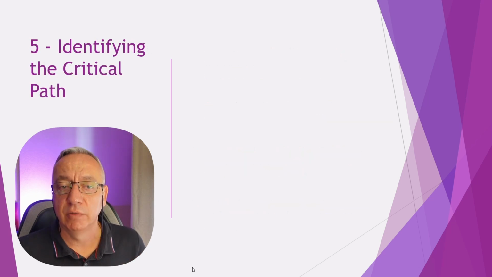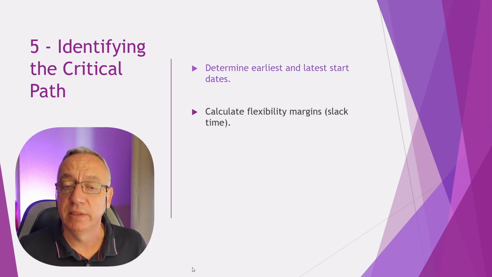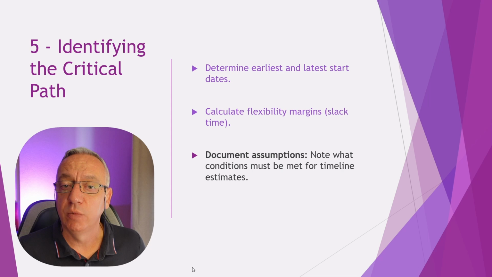Then it's going to be time to identify the critical path. You will need to determine the earliest and latest start date of each of the tasks and activities. You will need to determine if there is some flexibility in the time you have allocated to each of these tasks. Document your assumption. What makes you think that a particular task will take a particular time? Where does the flexibility come from? Identify tasks which have no margin. They must be completed in a particular length of time.